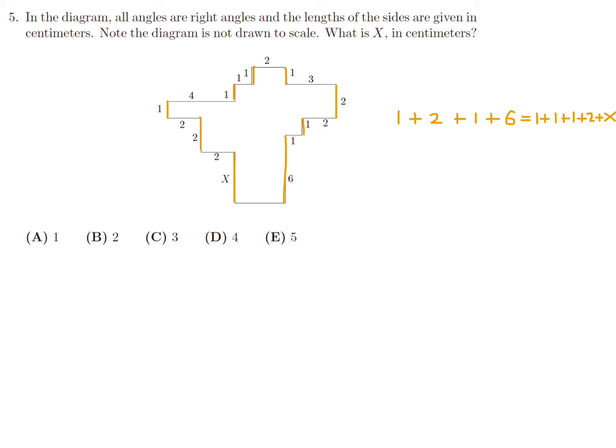Okay, let's add this up. So this looks like 10 is equal to 1, 2, 3, 4, 5 plus x, and therefore x must be equal to 5. So number 5, the answer is 5, and that is choice E.